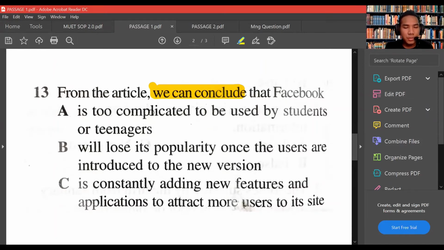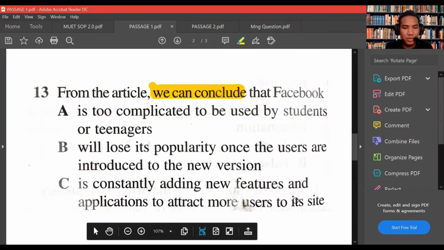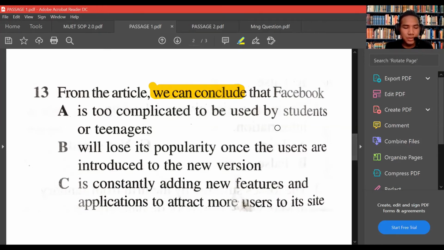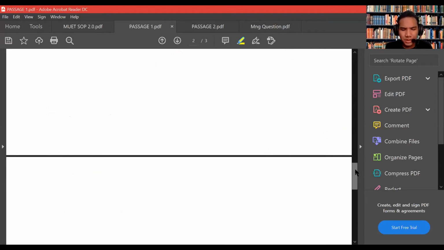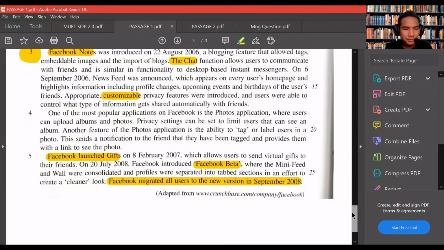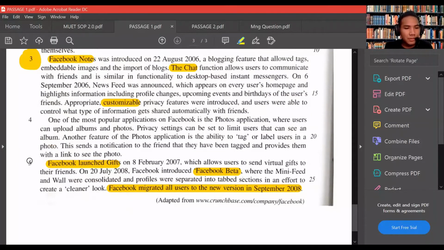For A, it's too complicated to be used by students or teenagers. B, will lose its popularity once the users are introduced to the new version. And C, it's constantly adding new features and applications to attract more users to its sites. So for conclusion type questions, we need to read and skim the last sentence in the paragraph and try to conclude the passage based on the supporting details mentioned. So let's skim through the last paragraph of the passage. The fifth paragraph is the last paragraph of the passage.